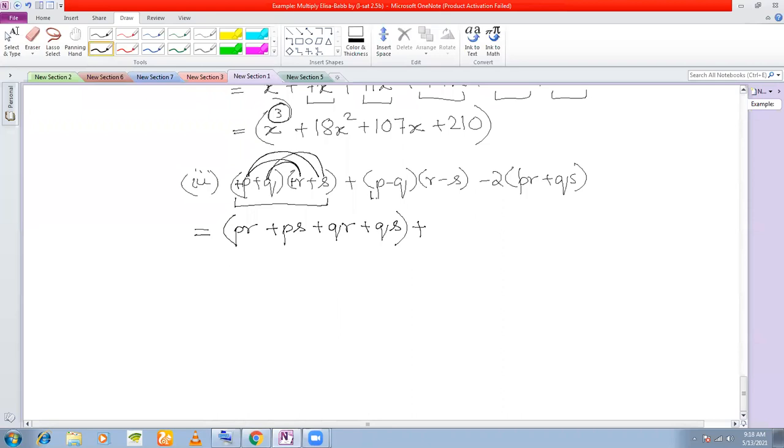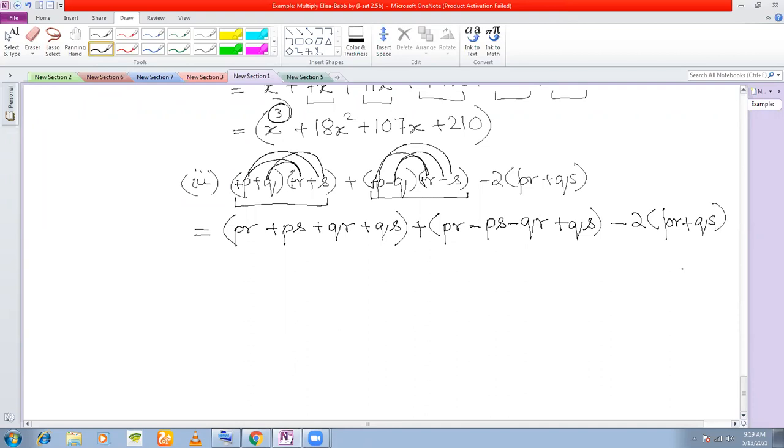Plus. Next, we are going to multiply these two. You have a plus sign here and you have a plus sign here. Plus P into plus R will give you a PR. Plus P and minus S will combine with a minus sign. You get a minus PS. Minus Q and plus R will combine to give you a minus QR. And this minus will now combine with this minus to give you a plus QS. And here you have minus twice. We write this as it is, PR plus QS.